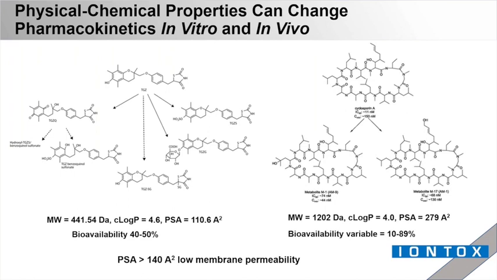And the physical and chemical properties of these compounds can change. So here we have troglitazone and some of its metabolites, and then here's cyclosporin and a couple of its metabolites. And if you look at some of the physicochemical properties, we have a lower molecular weight, a pretty high C-log P, but a low polar surface area for troglitazone, whereas cyclosporin has a high molecular weight, about the same C-log P, with a much higher polar surface area. And so just looking at the physicochemical properties, you'd think that troglitazone would be a much better drug and a much safer drug, but we know that that's not really true.